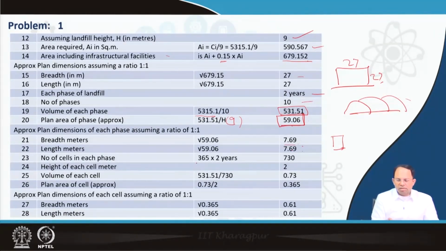Total number of cells, because it's for a 2 year period, is 365 into 2, 730. Height of each cell is 2. Volume of each cell is the volume of one phase divided by 730. So this is the volume of each cell, and we divide by 2, we come to around 0.365 as the total area of each cell. And because it is 0.365, if I consider a squarish cell, each direction is 0.6 meters. So that is 2 feet by 2 feet for one cell.